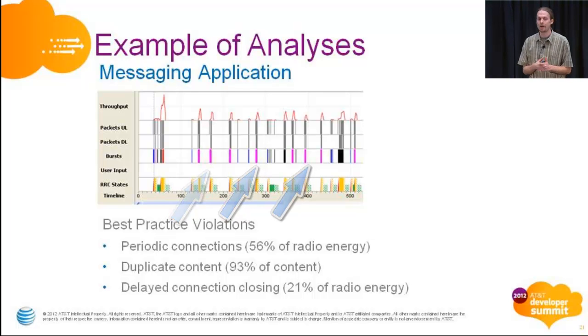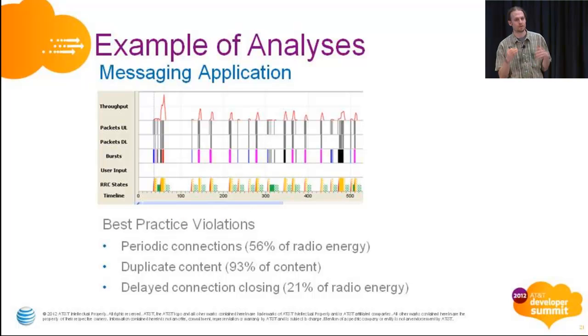Those are periodic bursts, things that happen over and over again, every 30 seconds, every 60 seconds. And in this trace, 56% of the radio energy were these periodic bursts. It was also, those periodic bursts were sending down the same file over and over and over again. 93% of the data being sent down was duplicate.